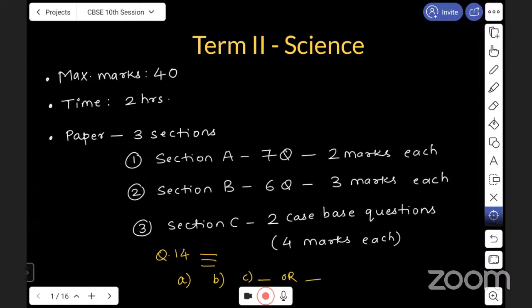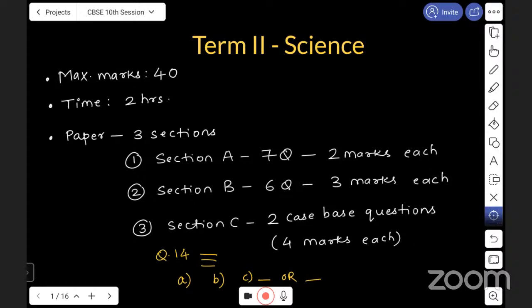Don't scribble in your paper, right? So you should have a very neat paper presentation. Whenever you draw diagrams, make sure you label the diagrams properly. At least the important parts of the diagram should be labeled. Also, write the name of the diagram. That is also important.